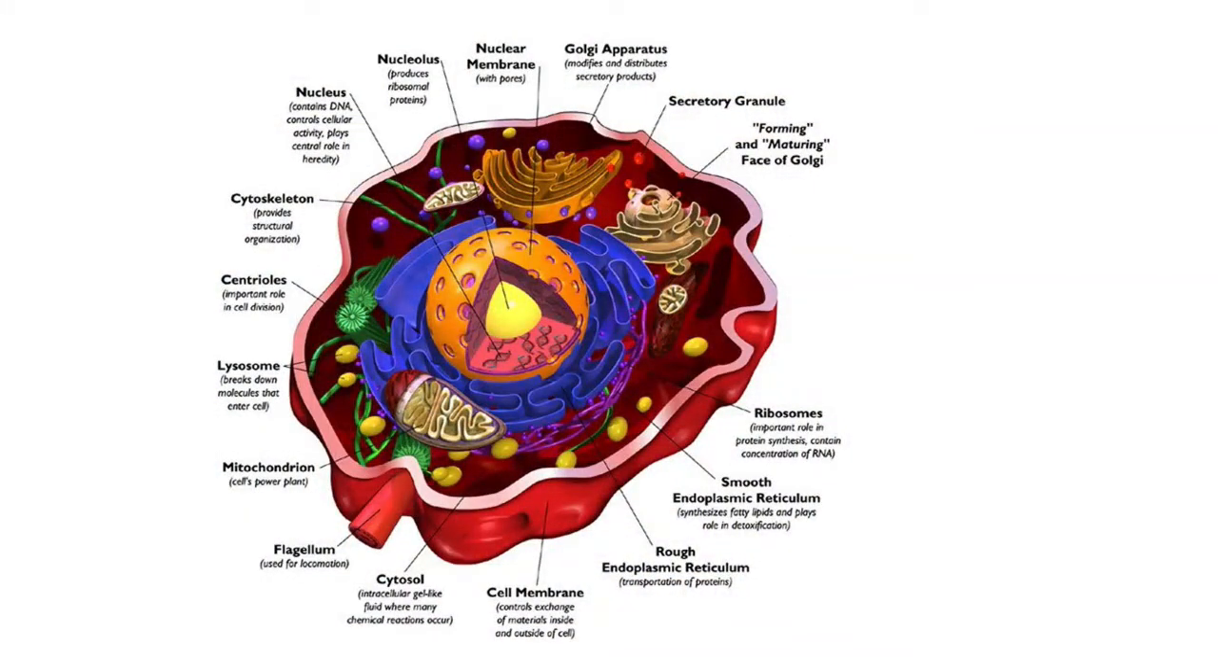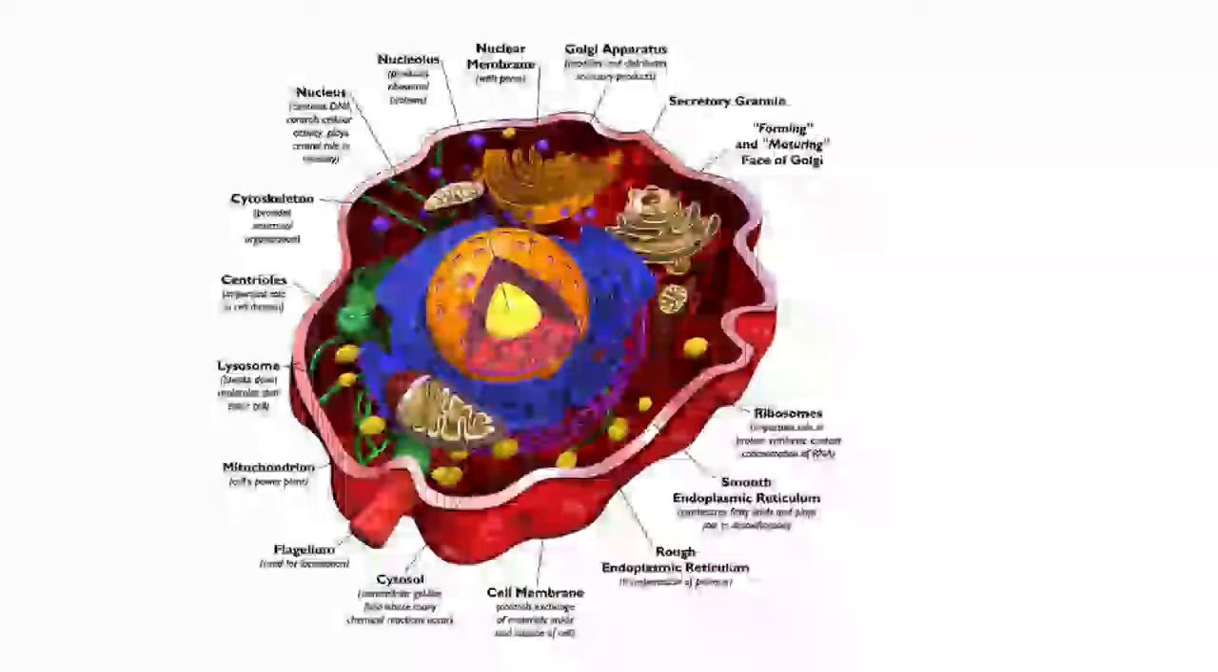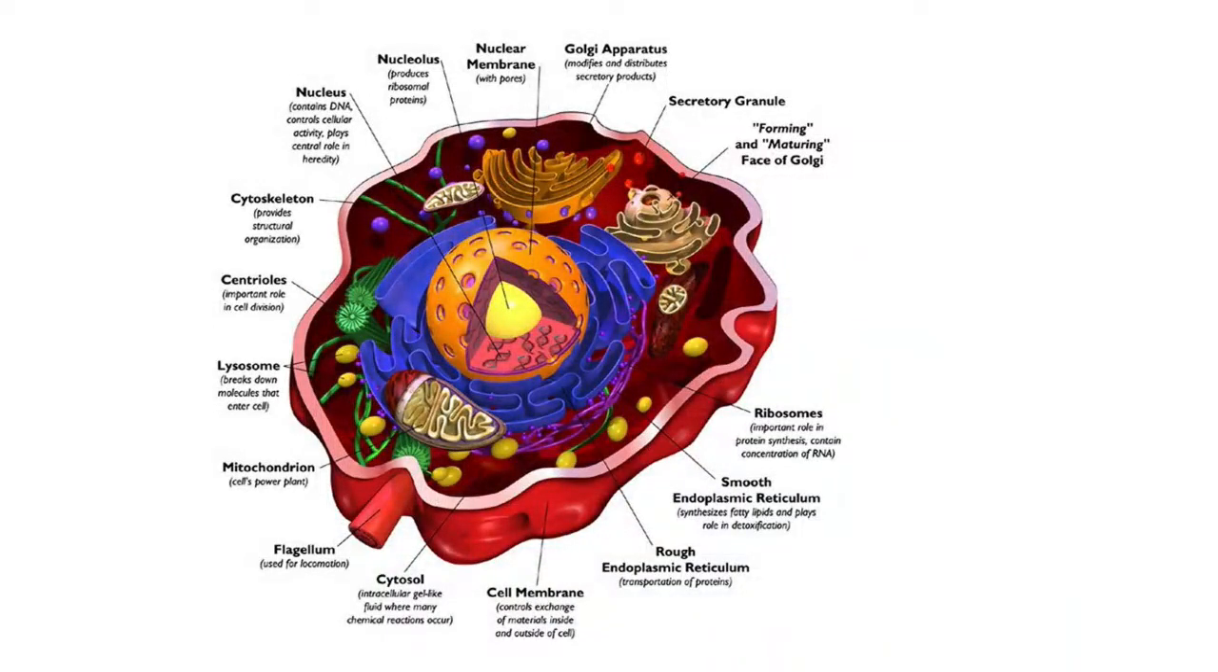So as we go back to this diagram, now we know what the DNA is. When we look at something like the Golgi apparatus, which you see here, what happens is that it modifies and distributes secretory products. So anything that is secreted, waste product that is found within the cell, that is the function or the responsibility of the Golgi apparatus.